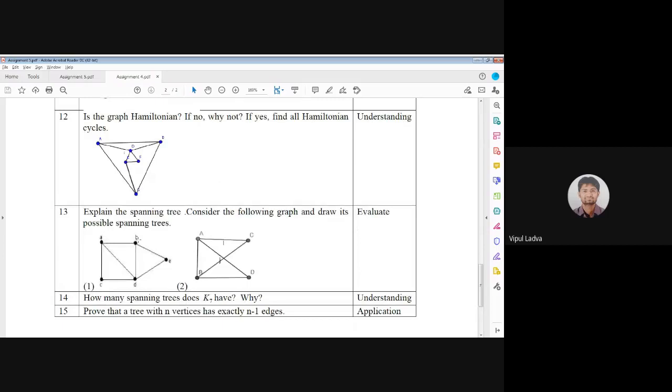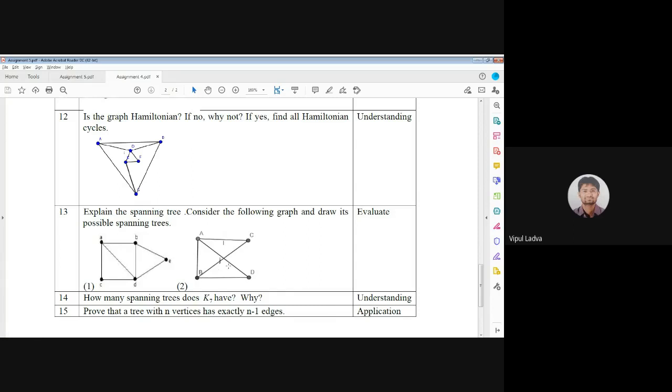Question 13. Explain the spanning tree. First of all, you need to define the spanning tree, and consider the following graphs. Draw all possible spanning trees. You need to draw all the spanning trees for this particular graph.